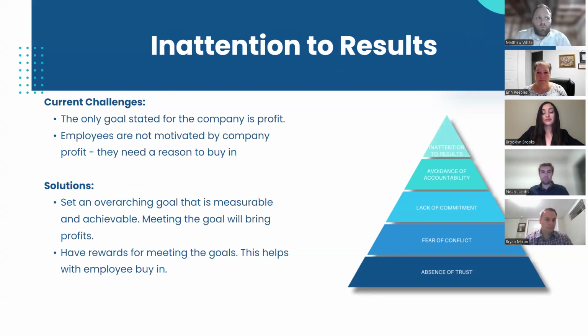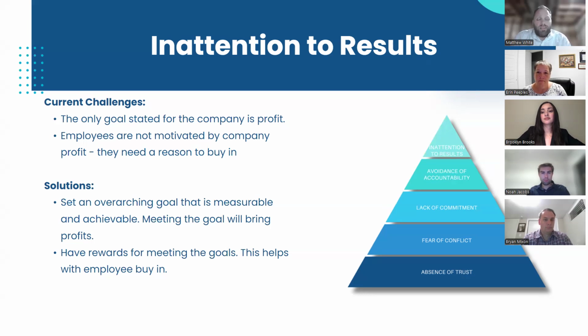Hey, Joe. So we've reached the top of the pyramid, and this kind of ties everything together. So we're going to hear a couple of things that sort of sound familiar. But the last dysfunction is inattention to results. Now, you mentioned a couple times that your goal as a company is profit. Obviously, profit is very important. Every company has to have profit. The problem is it's an ambiguous goal.